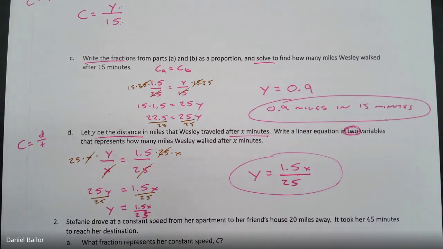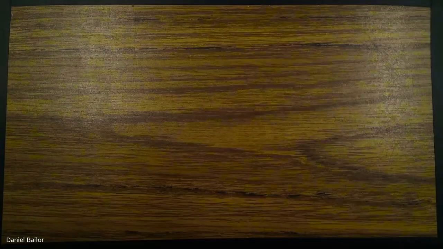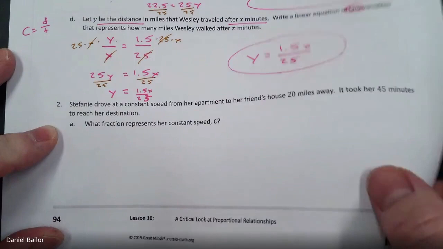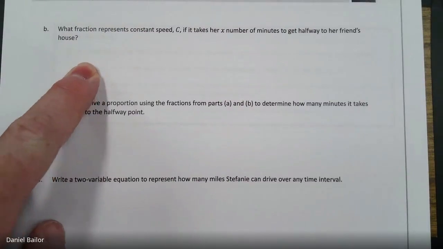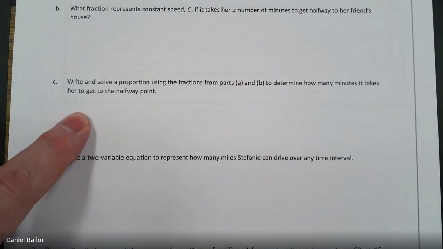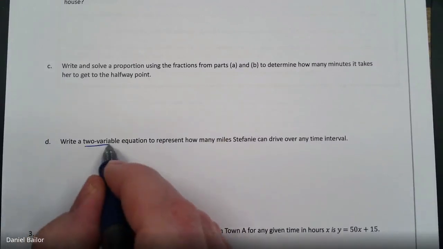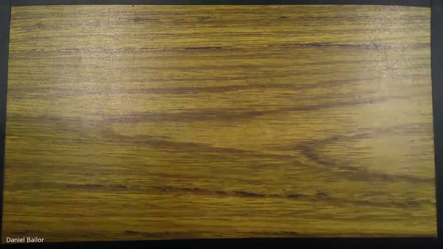Hopefully you follow along. If you do not, you can go back and watch it again. But what I would like you to do right now is try it yourself on exercise 2. Exercise 2 is going to follow the same pattern. You're going to write down what you know for part A. This time it's Stephanie. What is Stephanie's speed that we know? For part B, write down what we want to know. For part C, find what we want to know. And for part D, write a two-variable equation that can be used for anything. So pause the video and work on exercise 2 on your own.